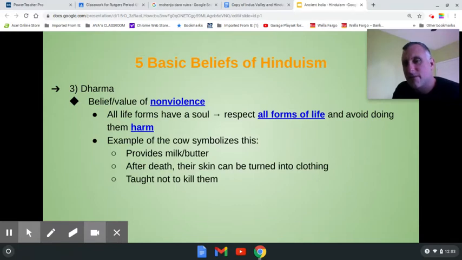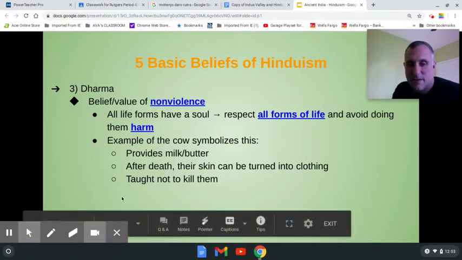After death, you can use their skin, but you can't kill them. So there's no red meat. Sorry.